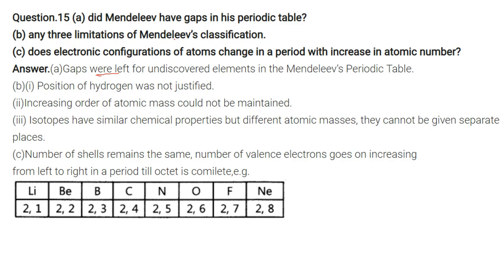Any three limitations of Mendeleev's classification: the position of hydrogen cannot be justified, the increasing order of atomic mass cannot be maintained, and isotopes have similar chemical properties but different atomic masses, so they cannot be given separate places.